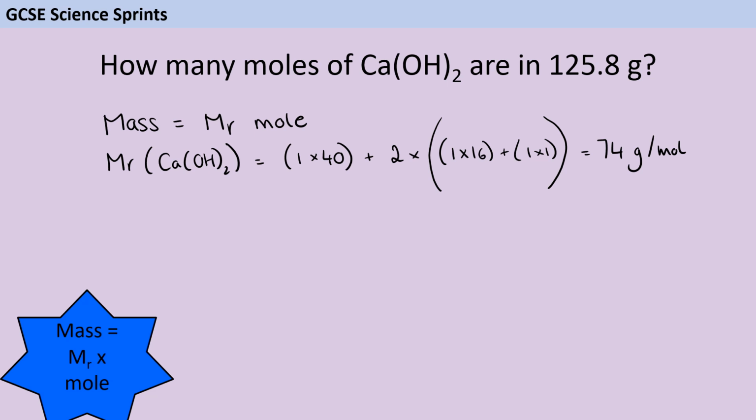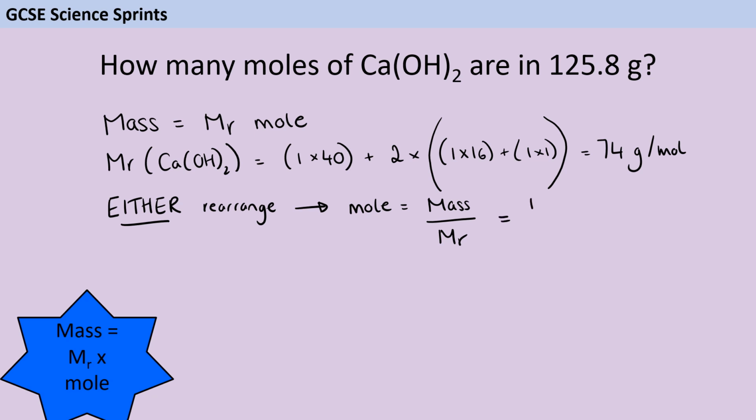So there are now 2 options that I can use. Either I can rearrange the equation, so I can take mass is Mr times mole and turn that into mole is mass divided by Mr. So I then take the mass from the question, which is 125.8, and divide it by 74, which I've just calculated, and I'll get an answer of 1.7 moles. So that is my final answer, and that works.